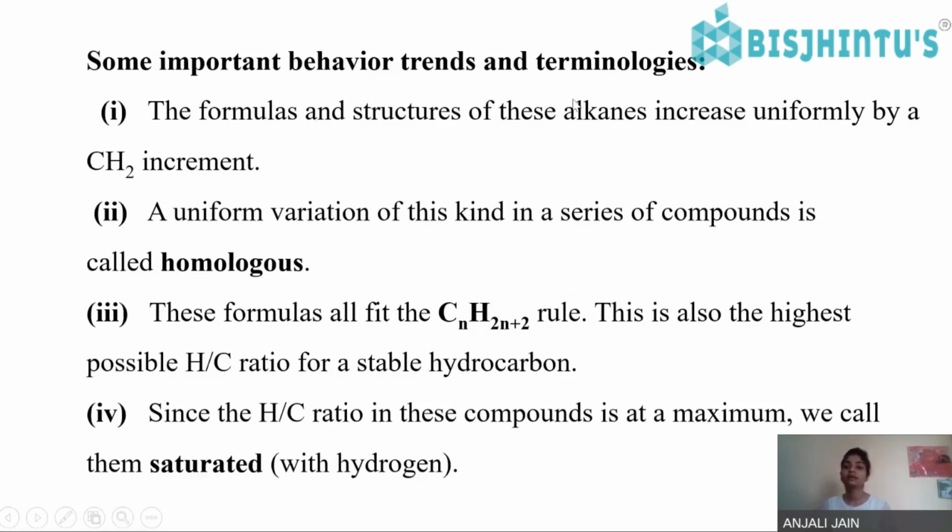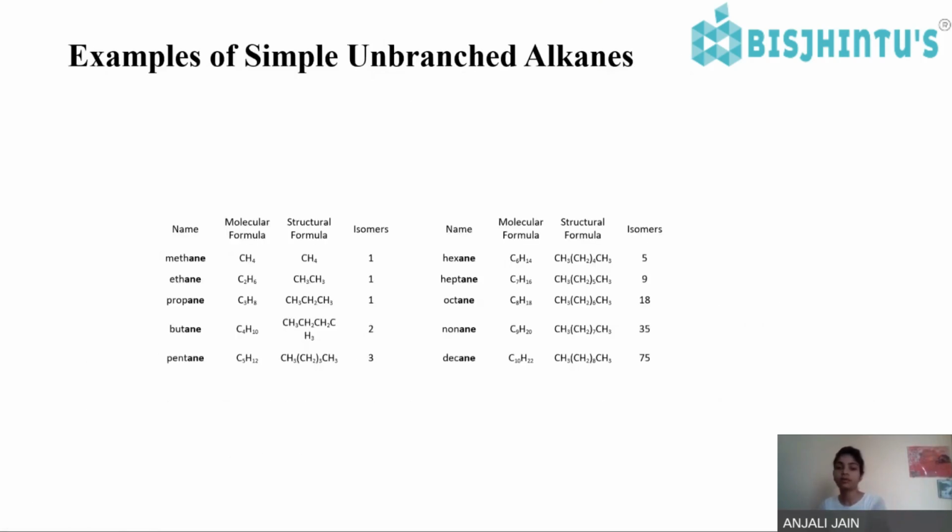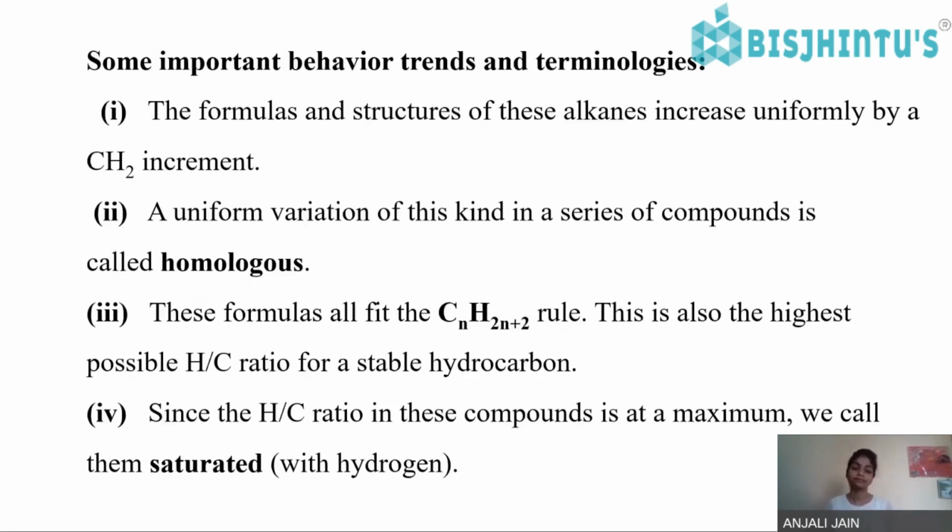Some important behavior trends and terminologies. The formulas and structures of these alkanes increase uniformly by a CH2 increment. Like we were talking about methane, ethane, there was just an increment of CH2. And we know that carbon has an atomic mass of 12 and hydrogen 1, so CH2 is 12 plus 2, which gives you 14. So there has been an increment of 14 in molecular mass.